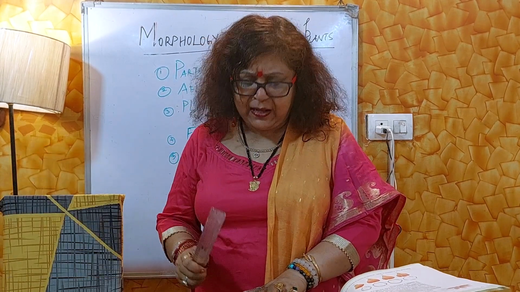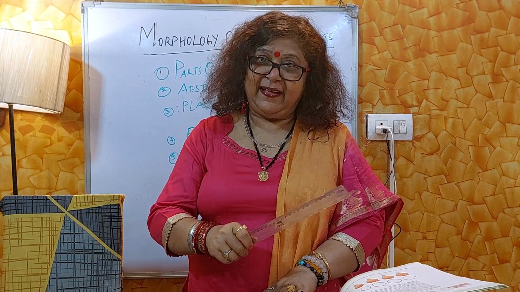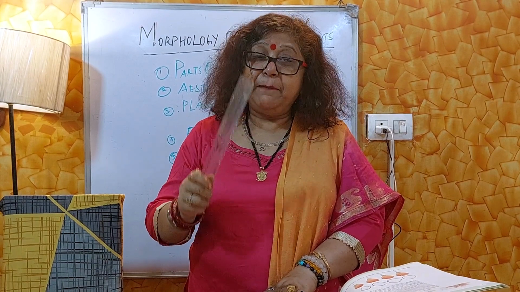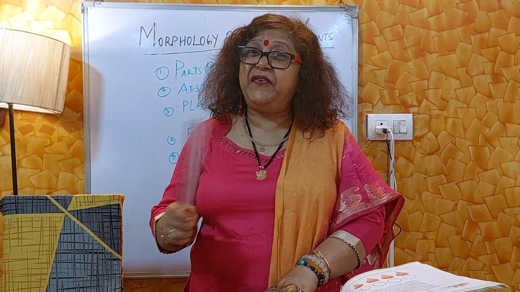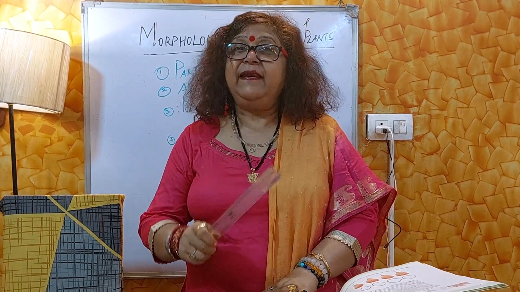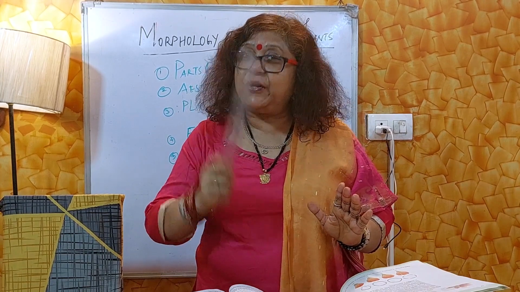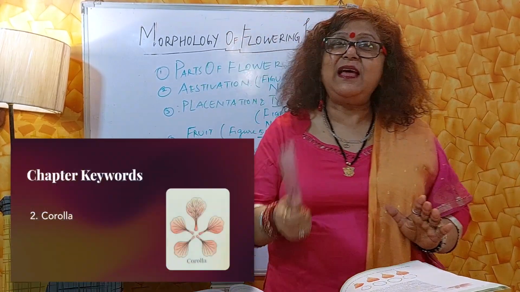Then we come to the types of calyx. There are 2 types of calyx: polysepalous and gamosepalous. Gamosepalous means when the sepals are united. Polysepalous means when the sepals are free, not united. Gamosepalous and polysepalous, right? This is all about sepals, the outer wall of the flower. That is the diagram which you have seen there. Then we come to the second part of the wall of the flower, that is the corolla, the individual unit called the petals.